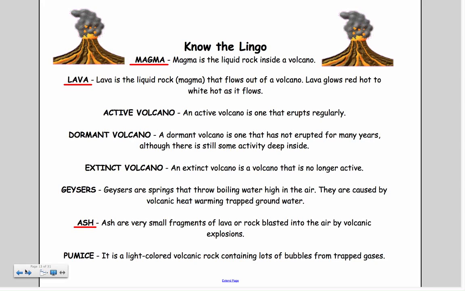Geysers are water that shoot up. They kind of look like a volcano, but they're just water and high amounts of pressurized air. And then ash are the little bits, the fragments of rock and lava that get blown into the atmosphere. Pumice is a light-colored rock that has little holes in it, and they're actually bubbles or gas that got trapped in the rock, and then as it got to the surface, the air pockets popped.